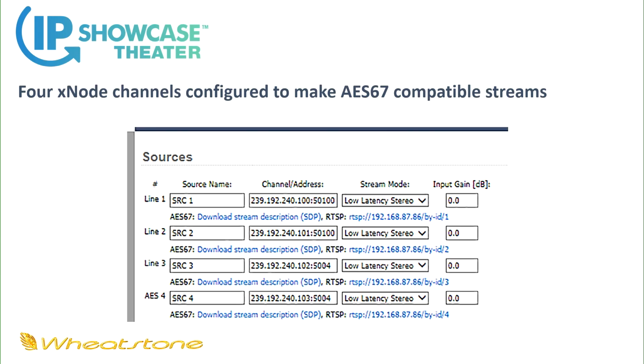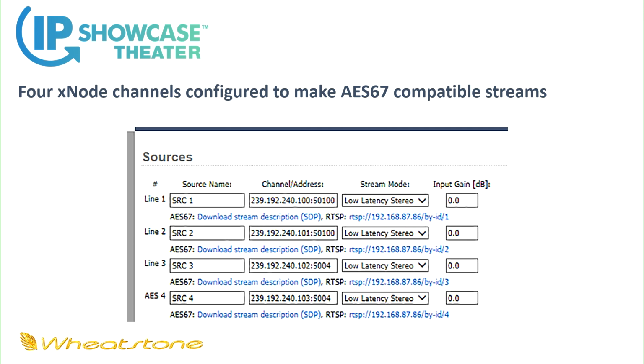In this page, we're showing configuring an X node. This is the web interface of an X node. So in here, we've manually programmed in multicast addresses that are outside of our system range for multicast addresses so that they won't conflict with any of our sources. And we're set to low latency stereo with 1 millisecond. And this is just the port number.